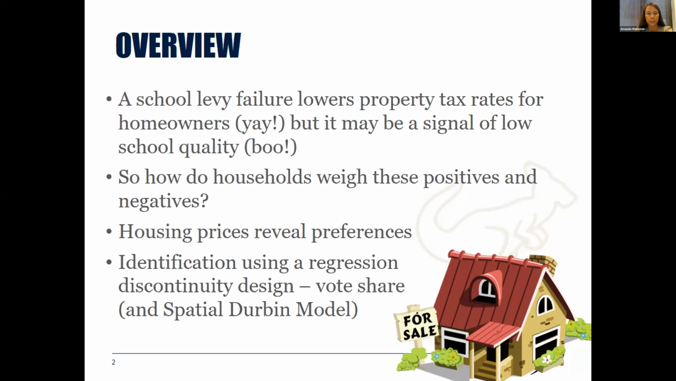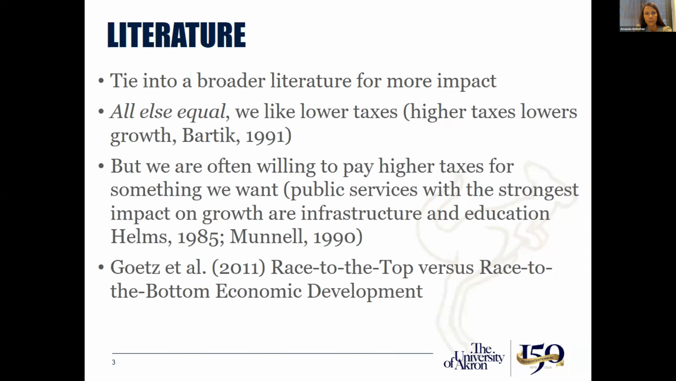So what wins out? The answer to that question: he's looking at housing prices as they reveal the preferences of households. And the identification strategy, which you did a nice job talking about here, uses a regression discontinuity design, using that vote share, and also that spatial Durbin model.